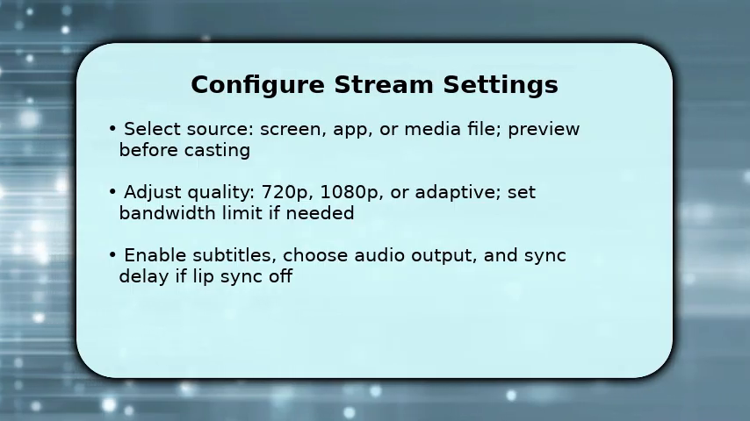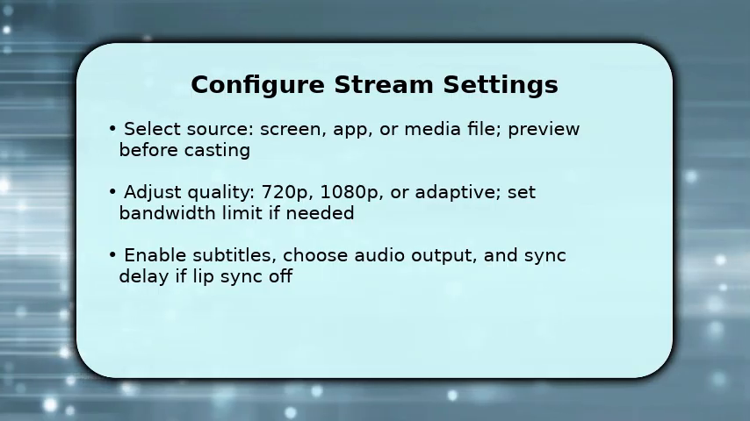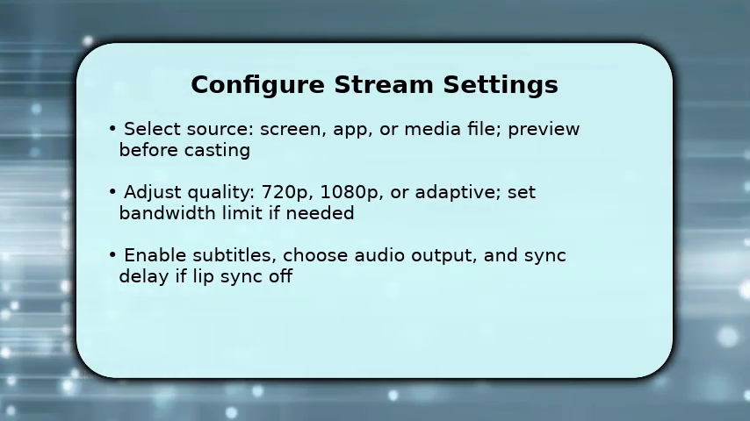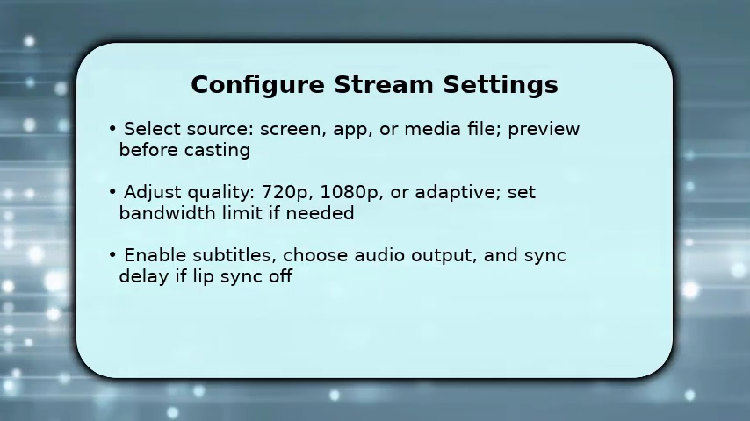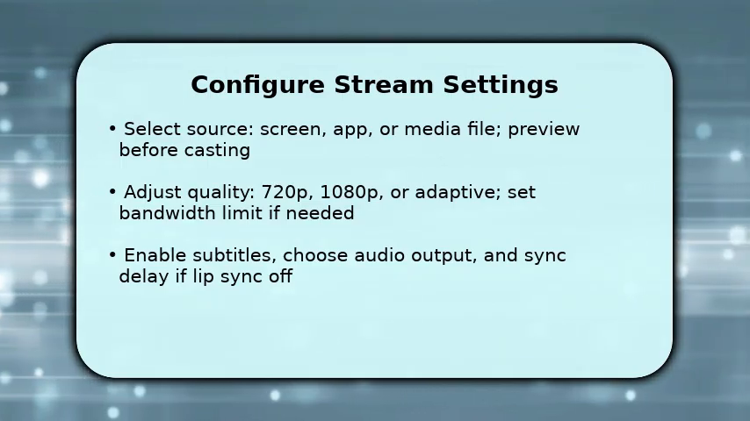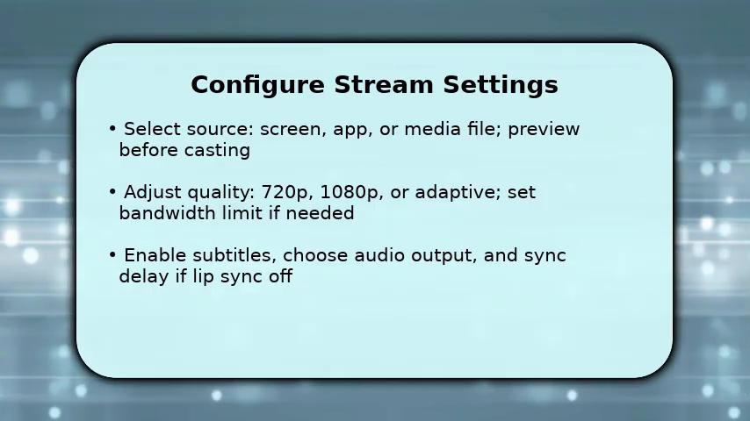Once selected, configure stream quality. Choose 720p or 1080p, or leave adaptive to balance quality and latency. Set a bandwidth cap if your network is shared. Make sure to choose audio output and enable subtitles if needed, and use the sync delay control to correct any lip sync or audio lag before you press go live.